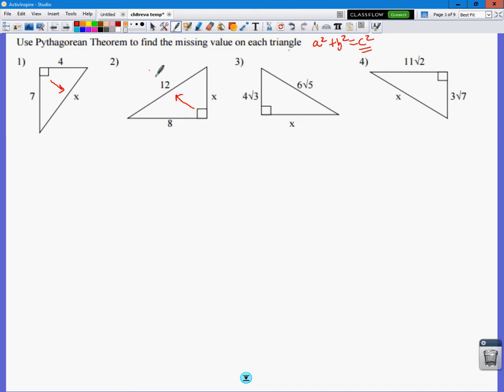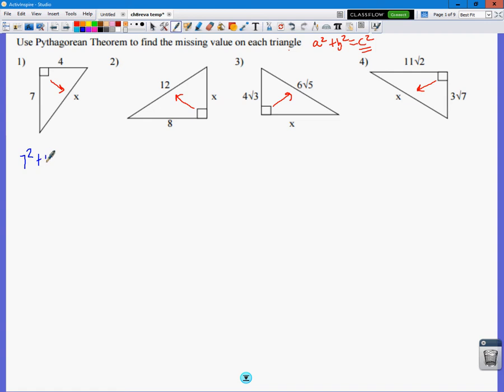It's going to be the 12 in number 2. The 6 square roots of 5 in number 3. And in number 4, it's going to be the x. The a squared and b squared, the order doesn't matter because a squared plus b squared would be the same as b squared plus a squared.